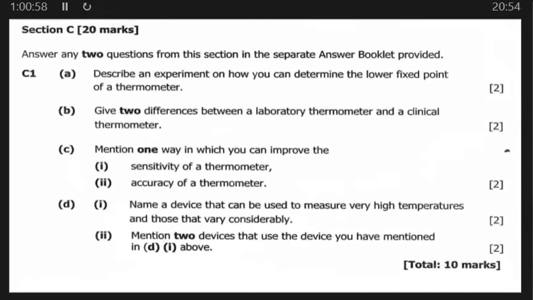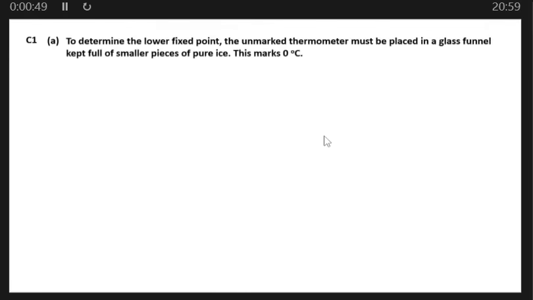Here we are on section C. Question C says, answer any two questions from this section in the separate answer booklet provided. So C1A reads, describe an experiment on how you can determine the lower fixed point of a thermometer. To determine the lower fixed point, the unmarked thermometer must be placed in a glass funnel kept full of small pieces of pure ice. This marks 0 degrees Celsius.